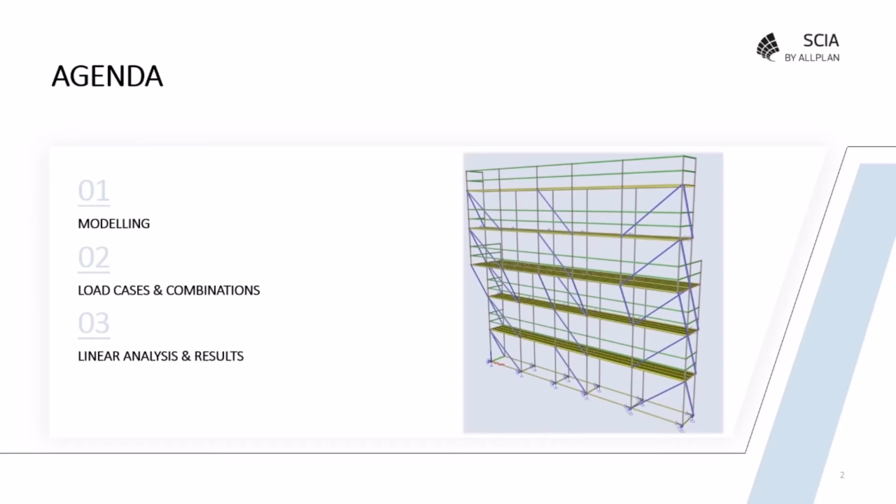First, we can run a linear analysis to have a look at some basic results. But for our scaffolds, we will need more advanced analysis, so we can proceed with stability analysis, which will indicate the buckling shapes. And finally, we can also run a nonlinear analysis with second order effects and imperfections included.